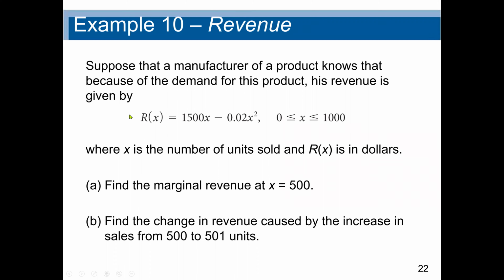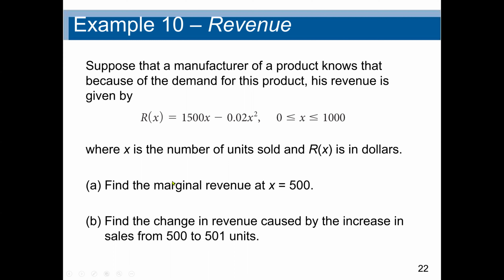So we have a question here saying that a company or a manufacturer of a product knows that because of demand for its product, their revenue is this. If they sell S amount of items, somewhere between 0 and 1,000, this will be the revenue they are going to generate. Now S is the number of units sold. The question says we should find the marginal revenue at S equal to 500.